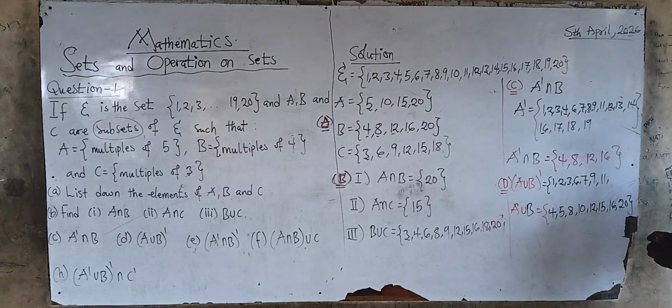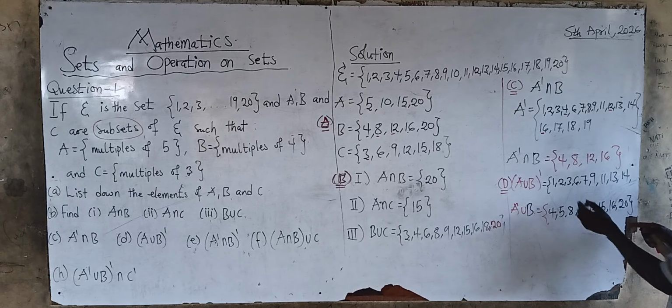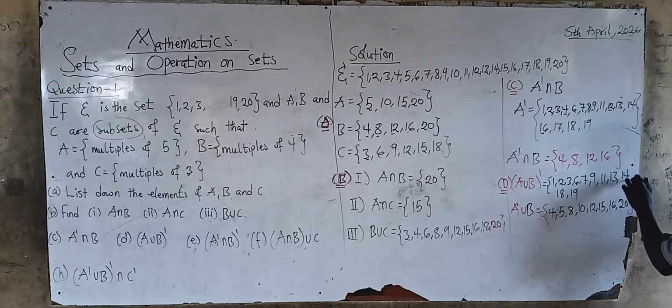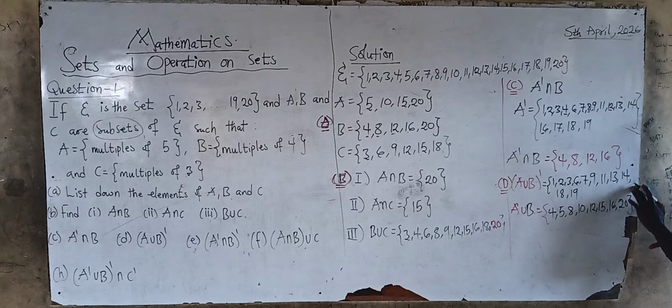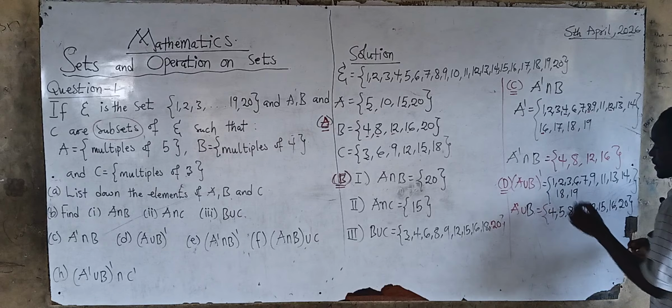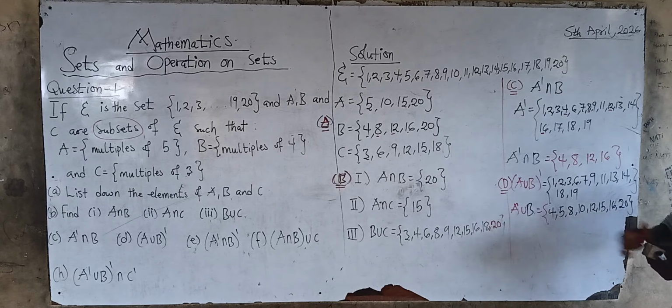I can have 13, I can have 14, I can have 18, and I can have 19. Yes, so this then becomes the complement. Here becomes the complement, but for the set A union B prime.